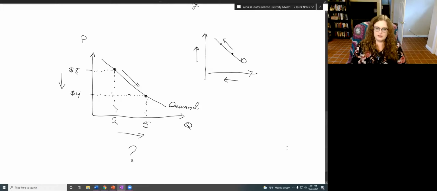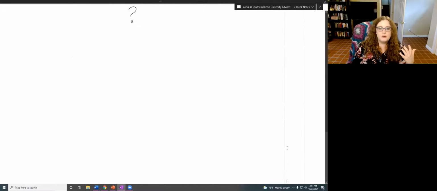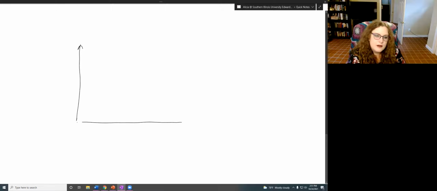So let's look at what that looks like. Demand, notice that we have this downward sloping demand line. I like to think downward demand, kind of the alliteration sort of helps me remember that. Supply is going to be upward sloping. So let's look at what that looks like. Again, we're going to have our graphs. All right, so we have our price. We have our quantity.